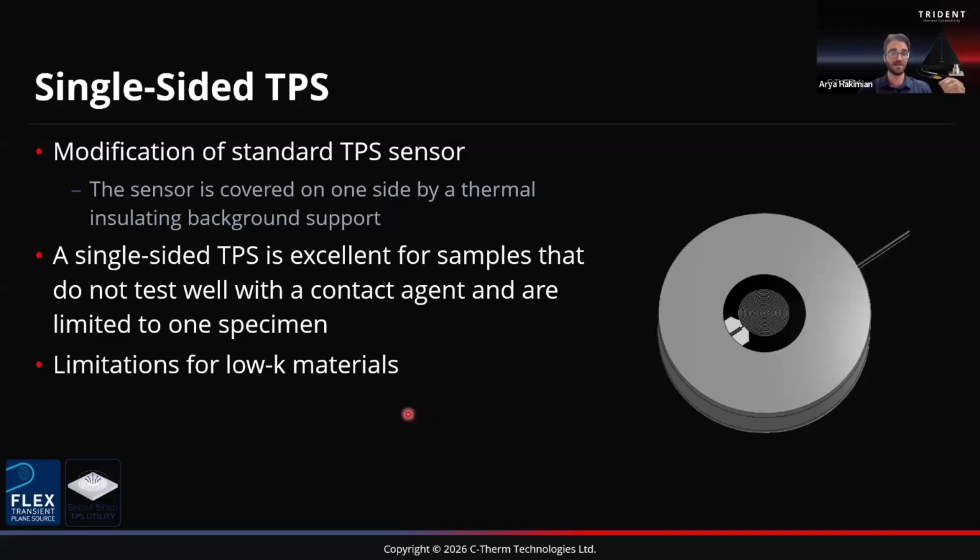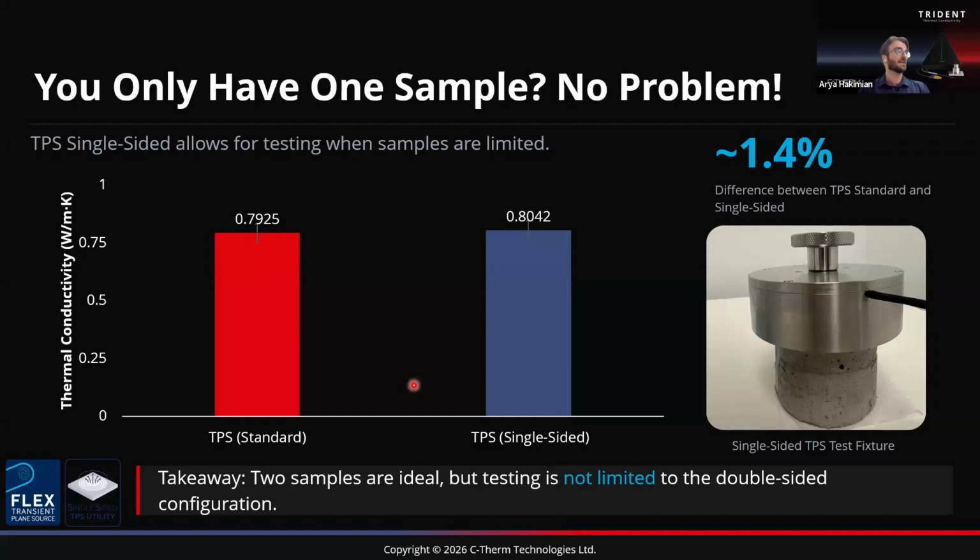You get into some issues in terms of measurement bias, and accuracy starts to really drop off. But for something like a concrete, which is middle-range conductivity, I think generally you'll see it anywhere from maybe 0.4-ish up to some more conductive concretes, maybe 5 watts per meter Kelvin or so. This is a great option, especially if you're limited on your sample volume. So again, you only have one sample, it's no problem.